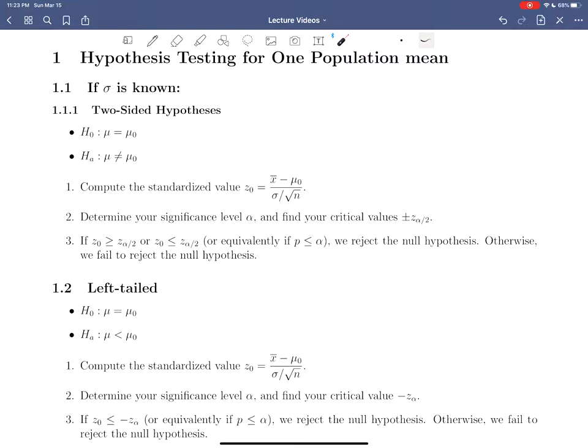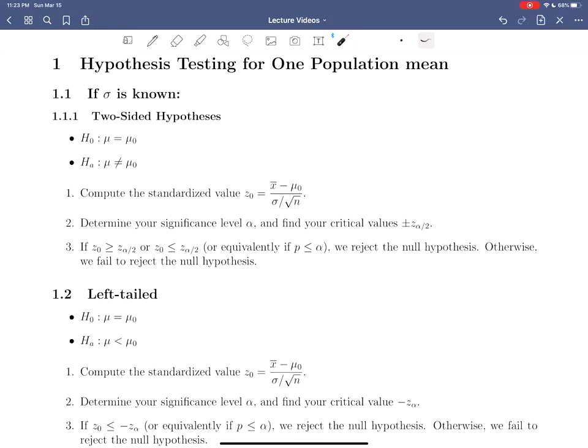Anyways, so for the hypothesis testing, you're going to compute your standardized value. This is called a standardized value because you use the standard normal distribution. You determine your significance level alpha, and from there, you can do the critical value approach where you figure out does your standardized value fall in the rejection region or not. And of course, if it falls in the rejection region, we reject the null hypothesis. If it does not, we do not reject the null hypothesis.